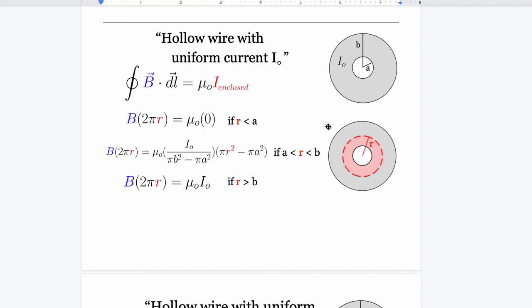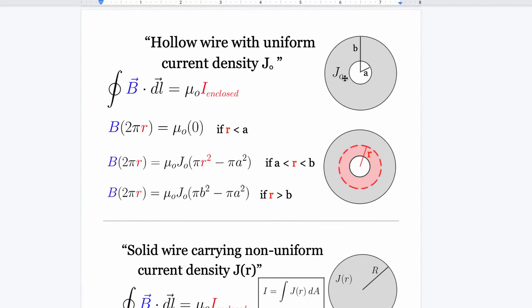Okay, so what if it's a hollow wire and they give you J naught? Well, you know what to do here. Inside the A, it's 0 because there's no current enclosed by an Amperian loop in here. If your R is greater than A but less than B, well, we got J naught. We don't have to craft our own J naught. We just say that the current we got is J times A. So that's J naught times just this area, which is what we used before, pi little r squared minus the hole, because it's not that area, pi A squared.